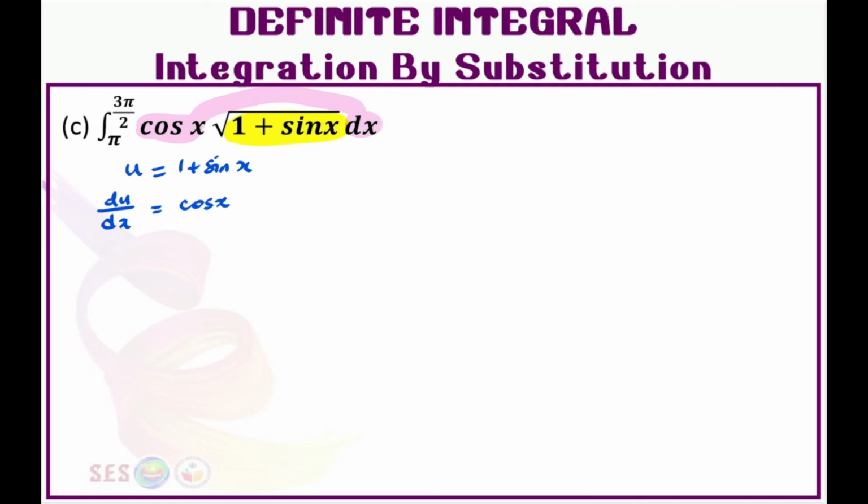So I need to rearrange our du/dx here. I'll bring dx to the other side. I will get du equals cos x dx. So now I have cos x dx here, and later I will change it to du. Okay, so to write this one, equals integrate square root u, and cos x dx has changed to du. But what about the limit?